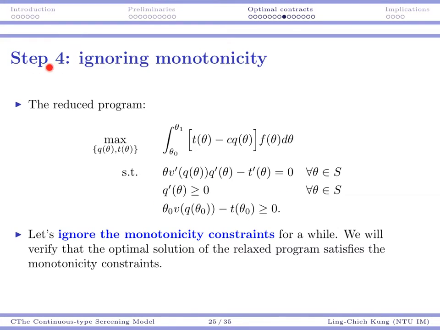Our step 4 would be to ignore the monotonicity constraints for a while. So we're going to remove this for a while and focus on the other two sets of constraints. We will find the optimal solution of the relaxed program, okay? And then we will go back to verify that our optimal solution of the relaxed program really satisfies the monotonicity constraints. Okay, if that's the case, then we're done.